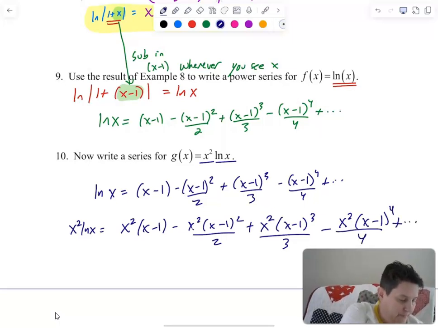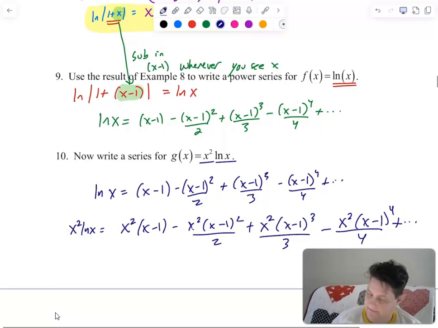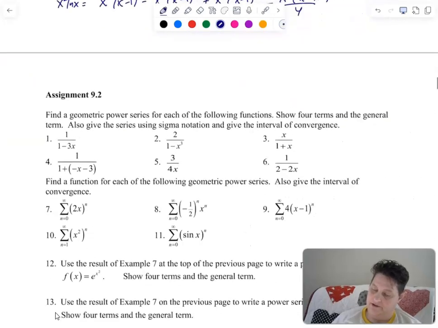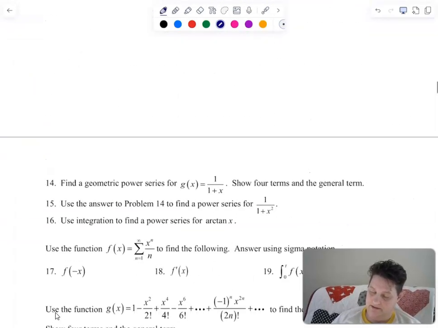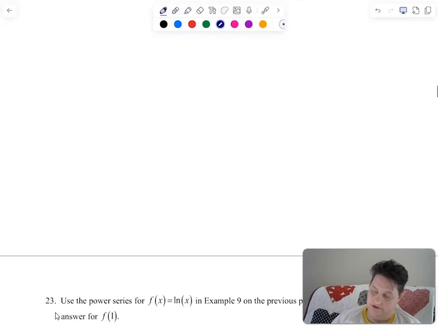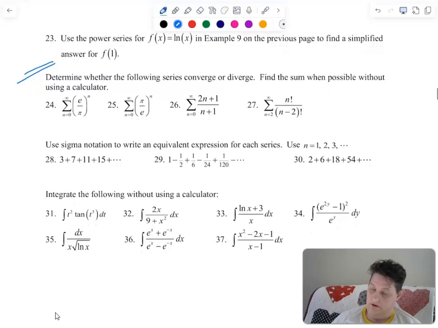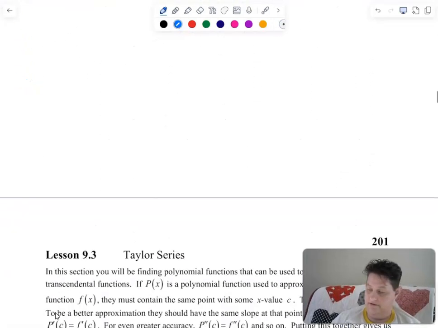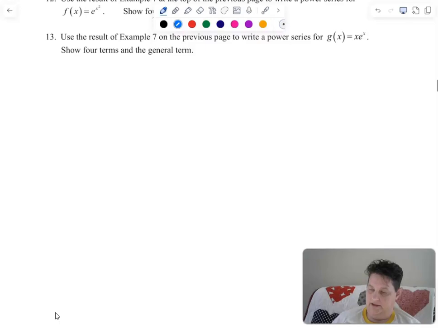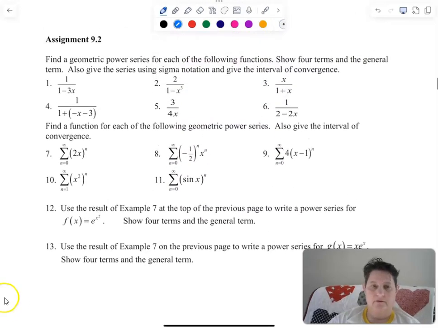And that's it. I think that's it for this lesson. All right, so let's look at the homework that you guys should look at. You should really probably go up to at least number 23. After that, it's kind of review, but it's still good review. All of this is really good review. Let's take a look at what you do on these things.